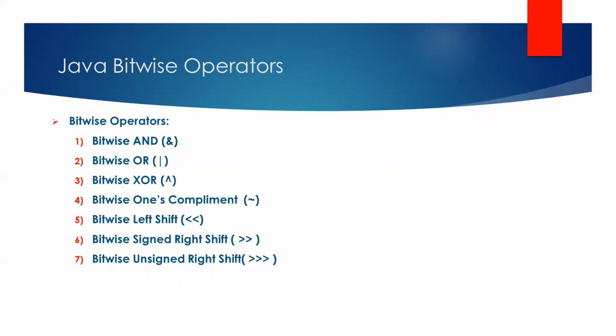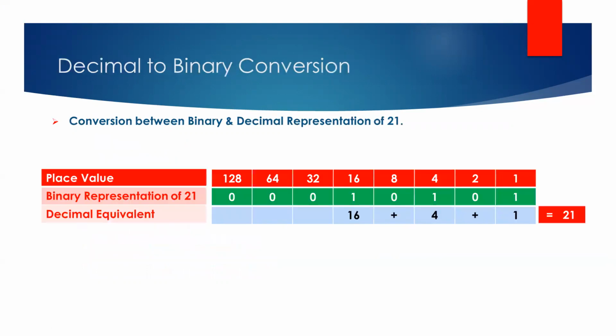So bitwise AND, bitwise OR, bitwise exclusive OR, which we say is XOR, sometimes we read it as XOR. Bitwise ones complement, left shift, right shift, and unsigned right shift. So these are your bitwise operators. And bitwise operators perform the operation on the bits. As you know, the value is stored in the computer in the form of bits. So if you perform the operation using bitwise operators, it will be performed on the bits directly.